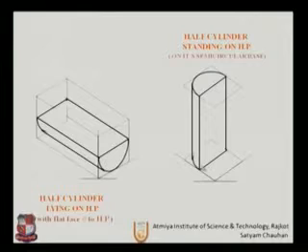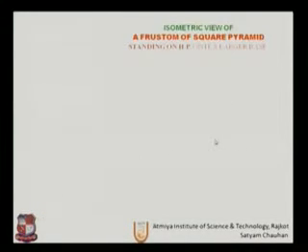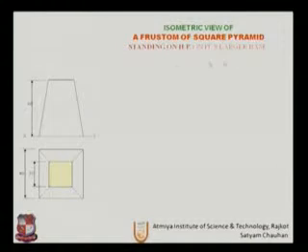So here is the difference between the isometric and orthographic. In orthographic we are watching only 3D figures, so inner edges are not visible. Now, the isometric view of a frustum of a square pyramid standing on HP. So this is another example, a frustum of a square pyramid.